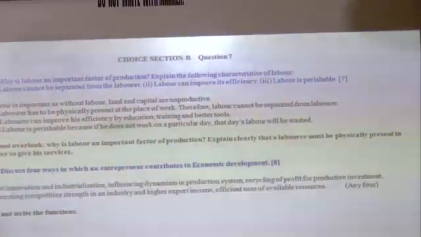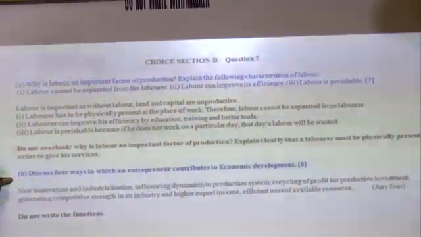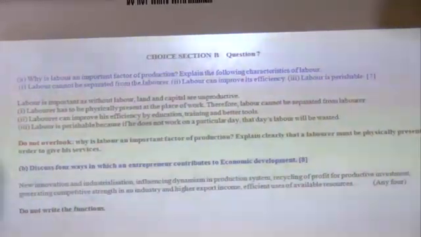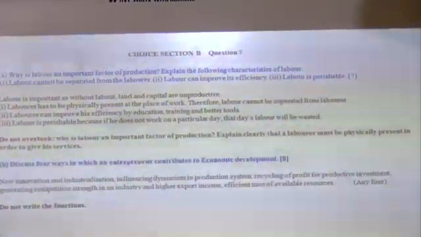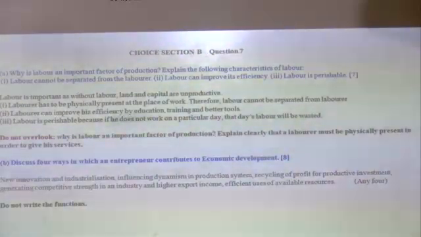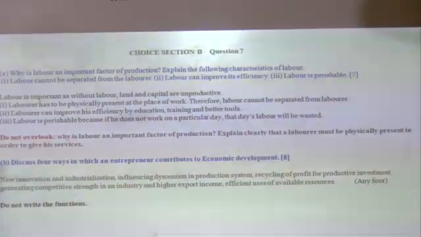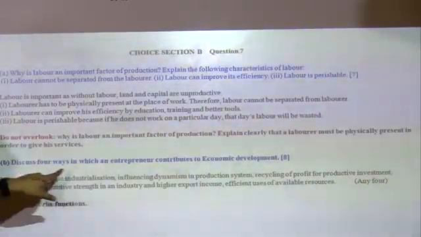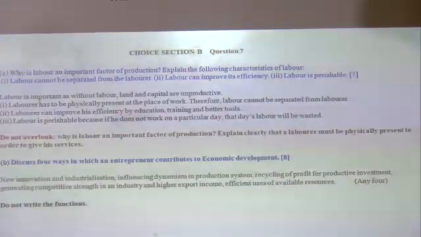Next, discuss 4 ways in which an entrepreneur contributes to economic development. So 4 ways, 8 marks. Each way that you write, each of them is 2 marks. You write about new innovation and industrialization, influencing dynamism in production system, new way of production, recycling of profit for productive investments, generating competitive strength in an industry and higher export income, and efficient use of the available resource. You have to write any 4. Here, do not write functions of an entrepreneur. You will not get marks for that.